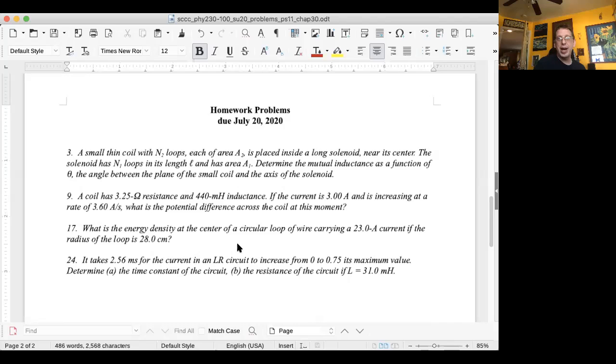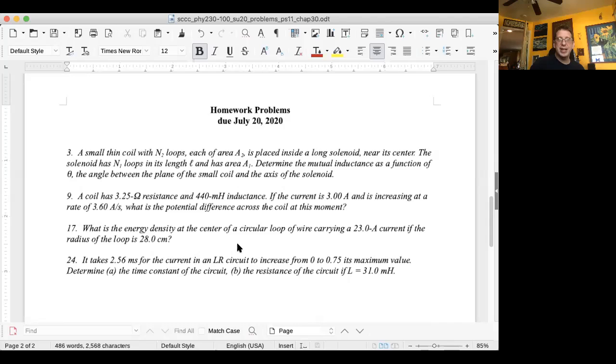That brings us to number 9. A coil has a 3.25 ohm resistance and 440 millihenry inductance. If the current is 3.00 amps and is increasing at a rate of 3.60 amperes per second, what is the potential difference across the coil at this moment? You have enough information from that that you can figure out the potential difference across the coil.